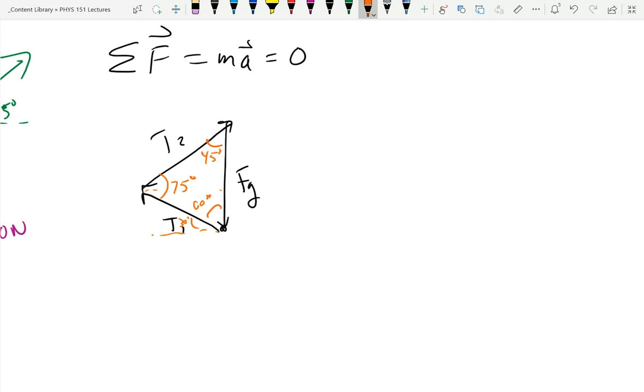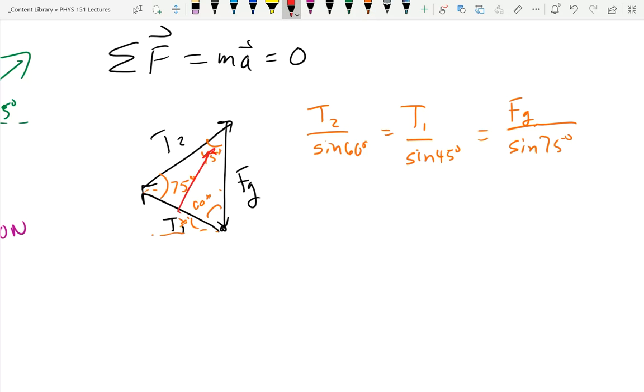And now I can use the law of sines. To save myself one math step, I'm going to put it as T2 over sine of 60 degrees equals T1 over sine of 45 degrees equals FG over sine of 75 degrees. Notice T1 is opposite to 45, T2 is opposite to 60, and FG is opposite to 75. That's how I got which side goes with which angle.